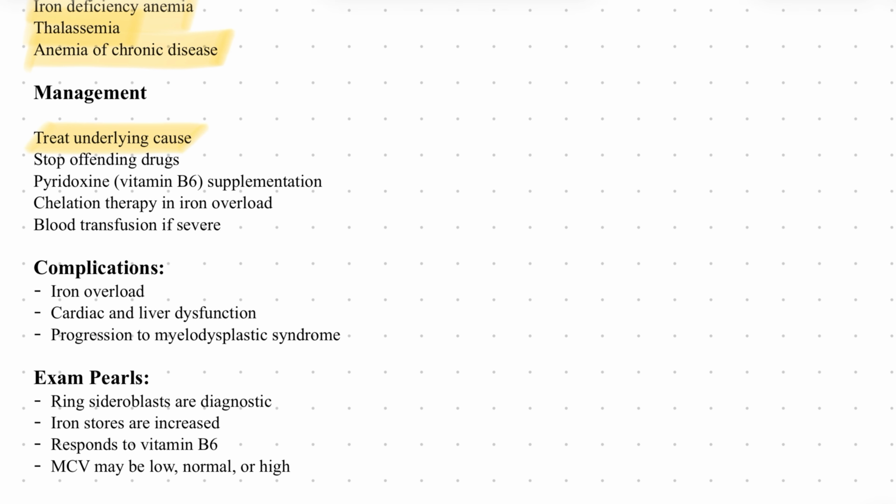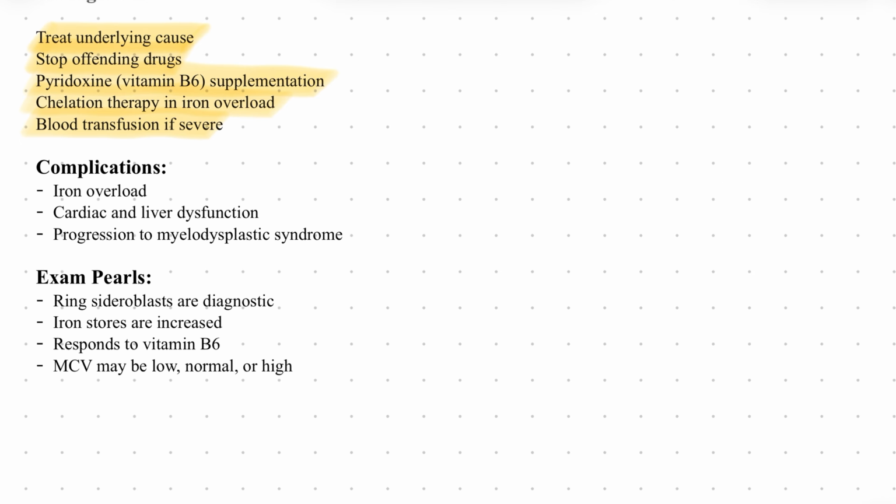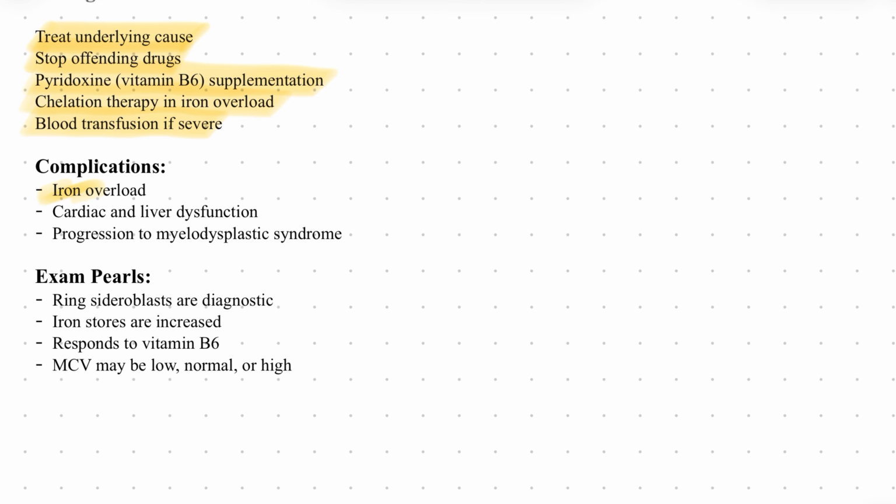Then management: treat the underlying cause, obviously, since this is caused by something else. Stop the offending drug, if any of isoniazid, linezolid or chloramphenicol is given. Then give vitamin B6 supplementation. Then chelation therapy in iron overload, because you have to throw the iron out. Blood transfusion, if hemoglobin is very low, severe and necessary. Complications: iron overload, and cardiac and liver dysfunction.